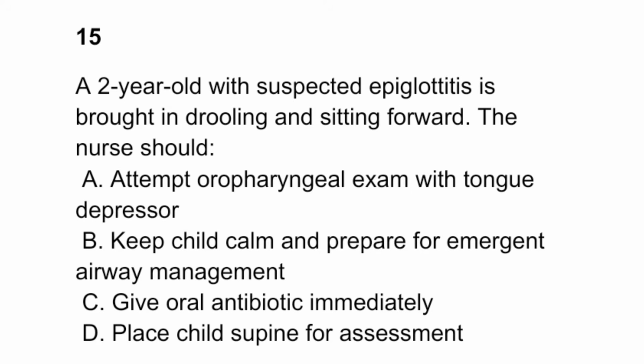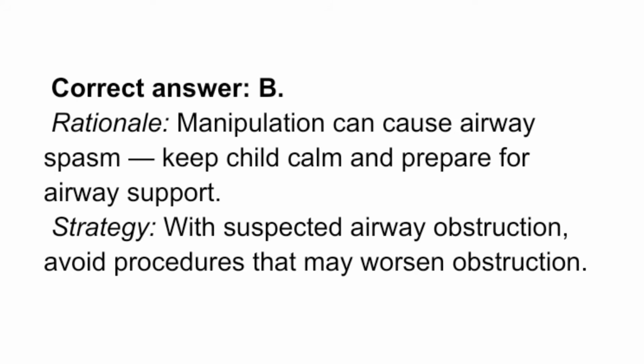15. A 2-year-old with suspected epiglottitis is brought in drooling and sitting forward. The nurse should: A. Attempt oropharyngeal exam with tongue depressor. B. Keep child calm and prepare for emergent airway management. C. Give oral antibiotic immediately. D. Place child supine for assessment. Correct answer, B. Rationale: manipulation can cause airway spasm, keep child calm and prepare for airway support. Strategy: with suspected airway obstruction, avoid procedures that may worsen obstruction.